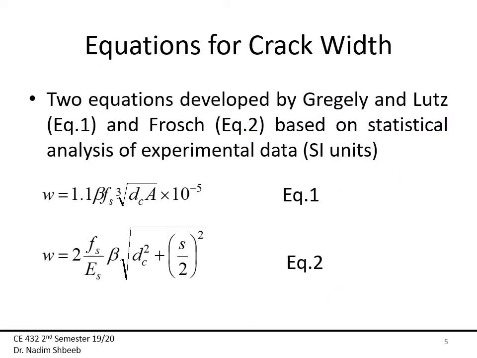Now, there are two famous equations that predict the crack width, and these are based on statistical analysis, more or less by doing regression. You design certain beams, you experiment on them, you measure the crack width, and then you come up with an equation. These two famous equations are one by Gergely and Lutz, and the other by Frosch. I hope I'm not butchering their names. These are, by the way, based on SI units, and I will get to what beta, fs, dc, and the area mean on the next slide.